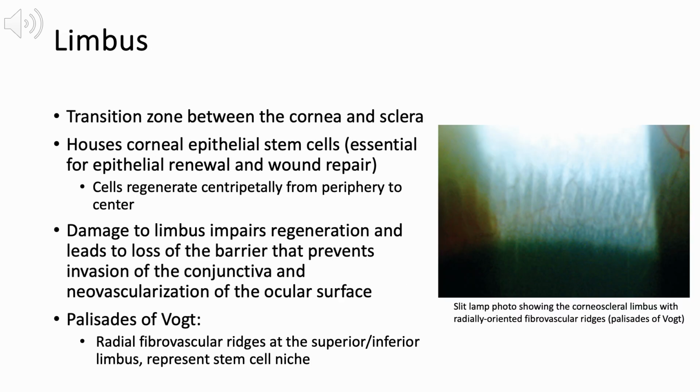The limbus is the transition zone between the cornea and sclera, serving as the reservoir for corneal epithelial stem cells. These stem cells are essential for epithelial renewal and wound repair, with regeneration occurring in a centripetal pattern from the periphery toward the center of the cornea. Damage to the limbus disrupts this regenerative capacity and compromises the barrier function, potentially allowing conjunctival invasion and neovascularization of the ocular surface. The palisades of Vogt, seen as radial fibrovascular ridges in the superior and inferior limbus, mark the location of the stem cell niche.